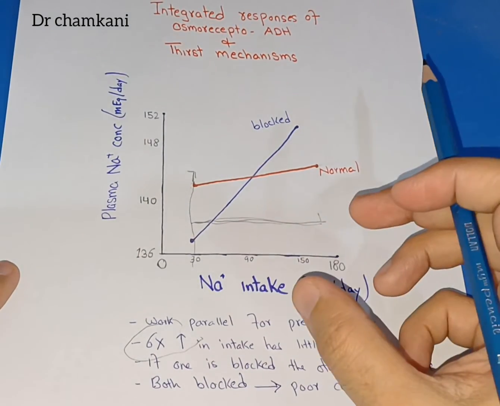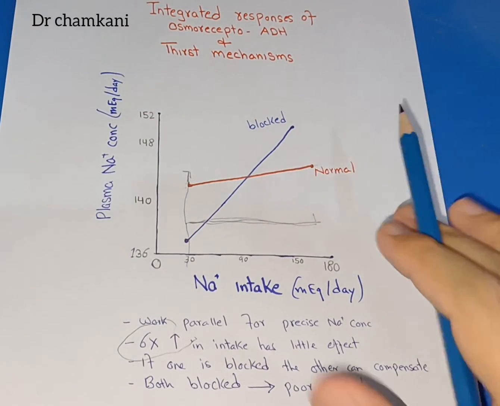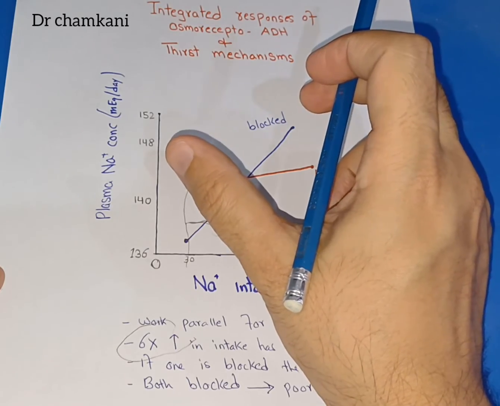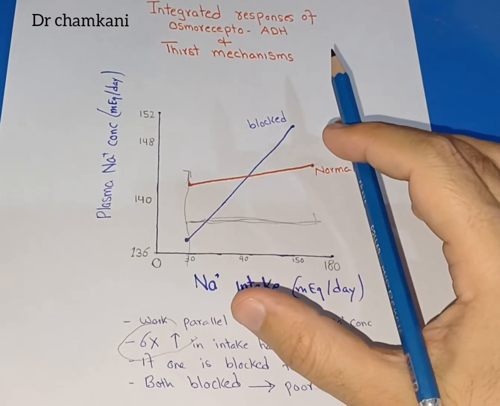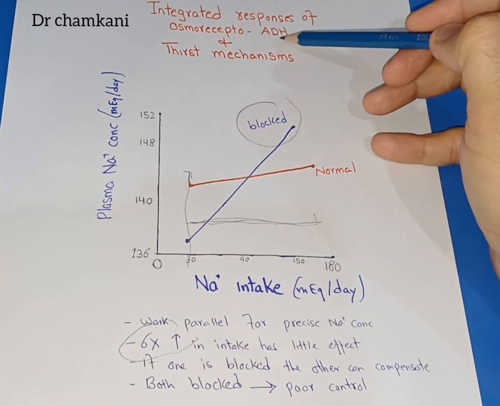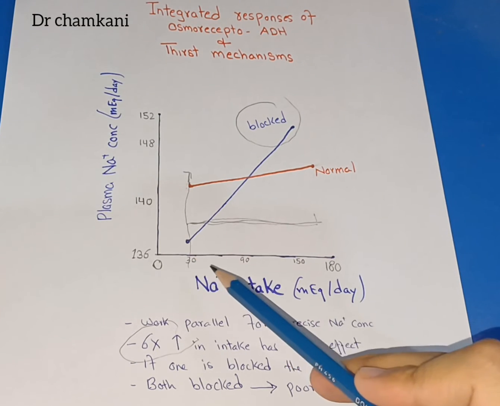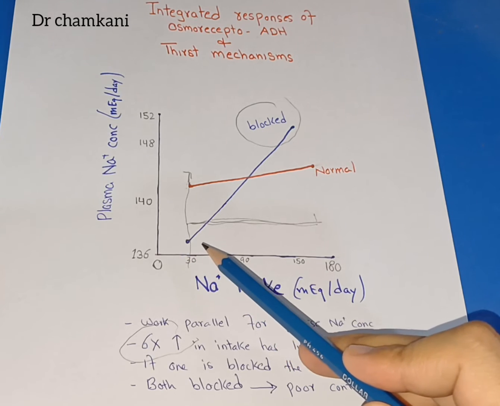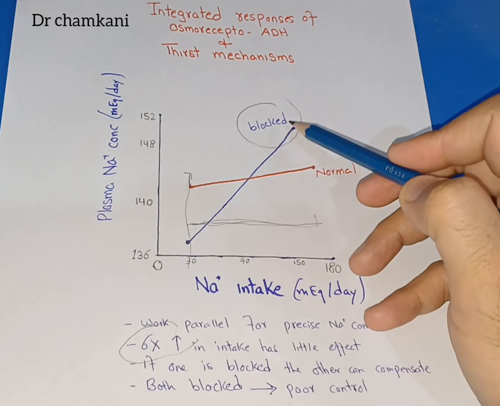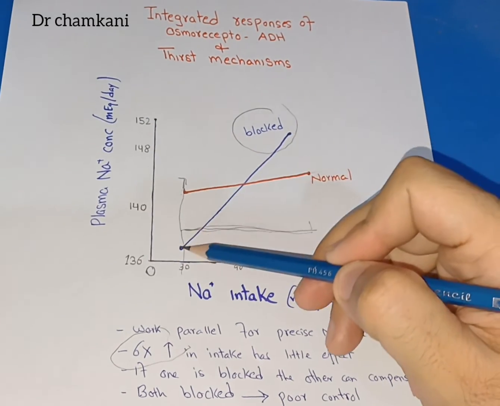Now, if one of the systems is blocked, for example, the osmoreceptor ADH is blocked and the thirst mechanism is intact, this system will still work and it will maintain the plasma sodium concentration to the maximum possible range. But if both the systems are blocked, the osmoreceptor ADH system as well as the thirst mechanism, then you see that even with a little increase in the uptake of sodium, or decrease in the uptake of sodium, it will cause a tremendous change. It will cause a very big change in the plasma sodium concentration as well as the plasma osmolarity.